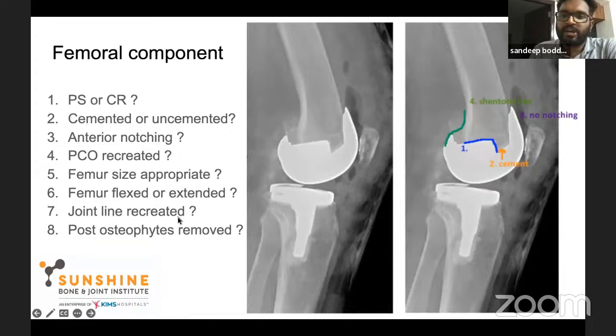And is the joint line recreated? Yes, we can check the joint line in lateral X-ray also with the Blumensaat's line, but it is difficult in PS knees and all. And here we have to see whether the posterior osteophytes are completely removed, because they may cause a mechanical block for the poly, especially in cruciate substituting designs. We have an elevated posterior lip, which may impinge on these posterior osteophytes. So we have to remove them adequately.